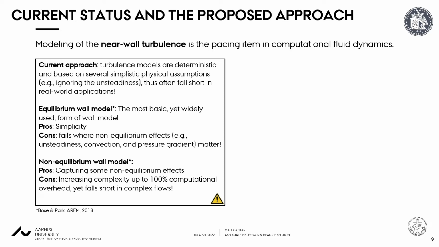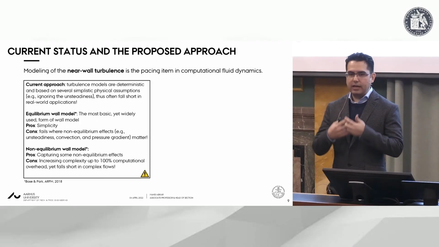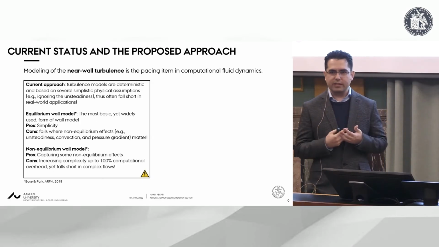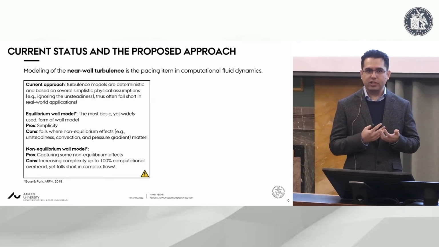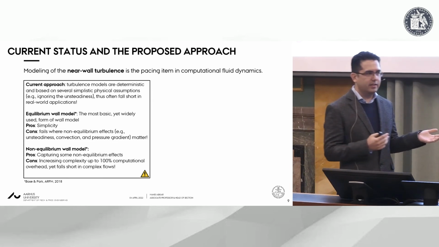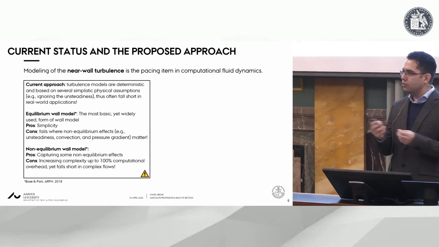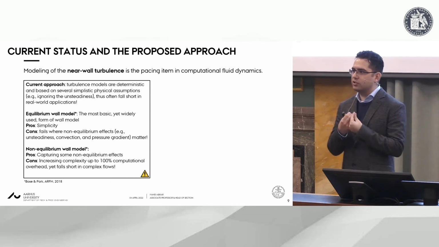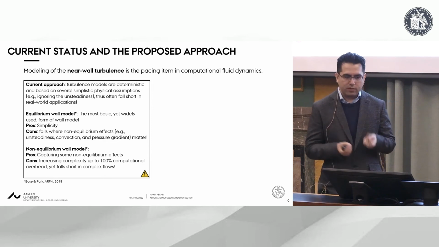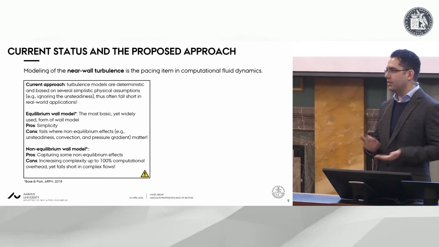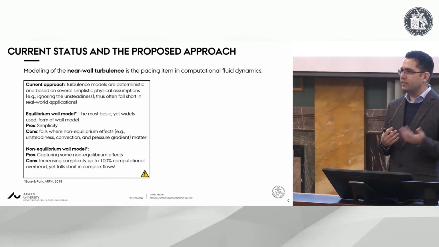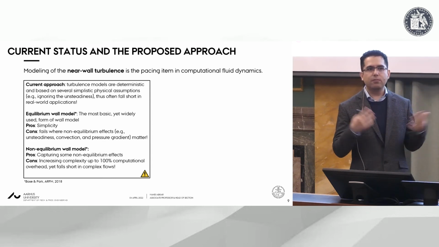And as you can see, if you want to model that, the current approach is mostly based on some simplified assumptions. Basically, researchers try to simplify this problem with many kinds of approximation. For example, ignoring the unsteadiness, ignoring the nonlinearity, to come up with a simple model that can give some sort of prediction. And most of these models are also developed for very specific and idealized conditions. And that's why they typically fail when we have complex systems.